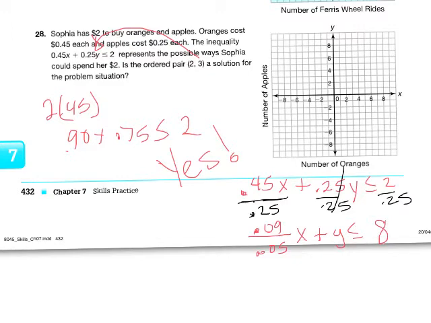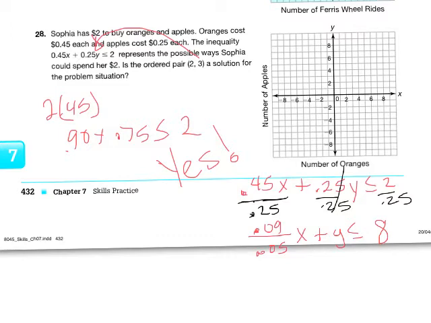Let's see, how many quarters are in $2? No, it's actually 2 divided by 0.25. So 2 divided by 25 cents. Boom, it is 8. So it's like 8 quarters. Look, this one says how many quarters are in $2. 8.